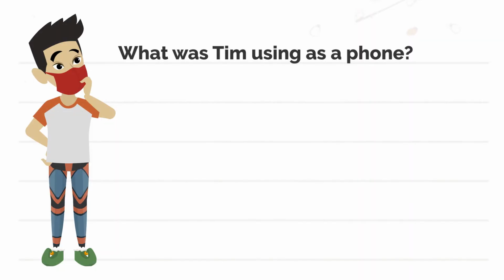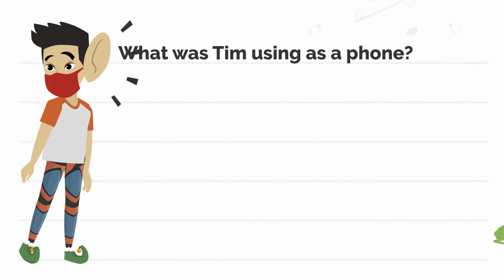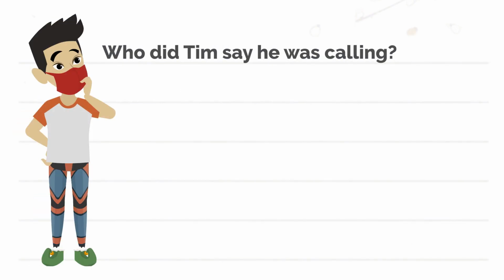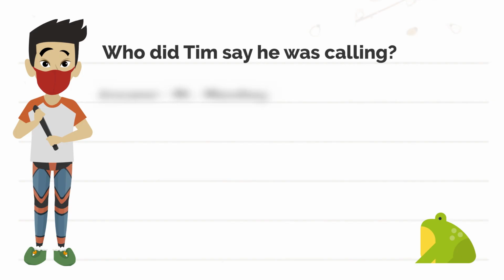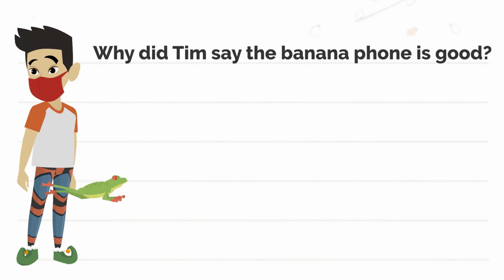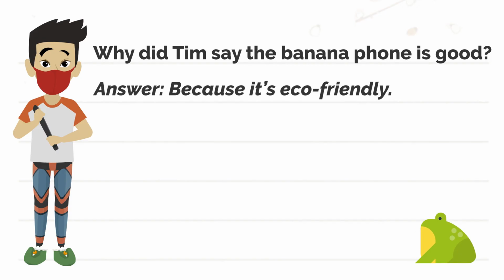What was Tim using as a phone? Answer: a banana. Who did Tim say he was calling? Answer, Mr. Monkey. Why did Tim say the banana phone is good? Answer, because it's eco-friendly.